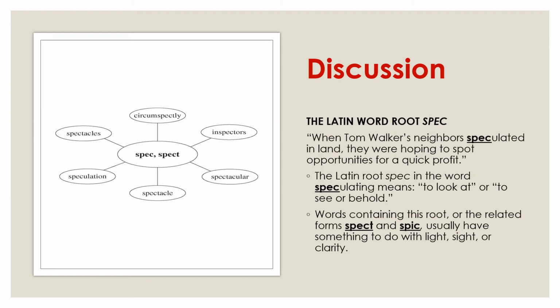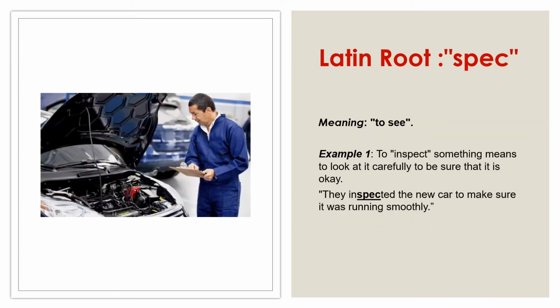We'll start our session with a discussion on the Latin root spec. Now, the Latin root spec is used in many English words. Additionally, most of the words that contain spec or its other variations, such as spect or spic, have their meanings revolve around clarity, light, or sight, such as the words that we have in the following example. Spectacles, circumspectly, inspectors, spectacular, spectacle, and speculation. This takes us to the meaning of the Latin root spec, which means to see.